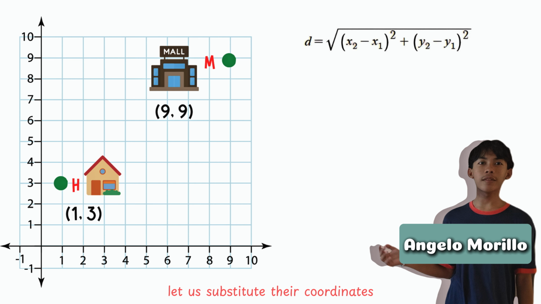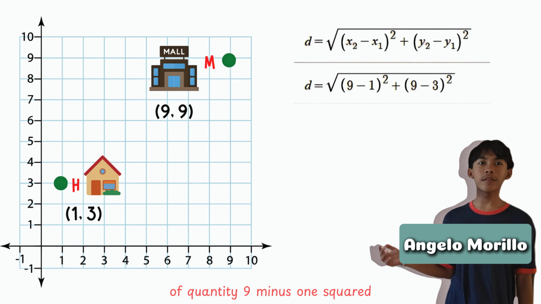Let us substitute their coordinates first. We have d equals the square root of quantity x sub 2 minus x sub 1 squared plus quantity y sub 2 minus y sub 1 squared. So this is our distance formula. By substitution, this becomes d is equal to the square root of quantity 9 minus 1 squared plus quantity 9 minus 3 squared. Let's perform the operations next.